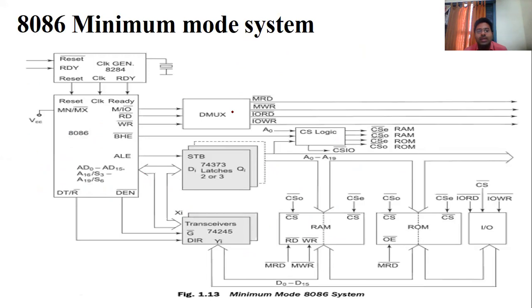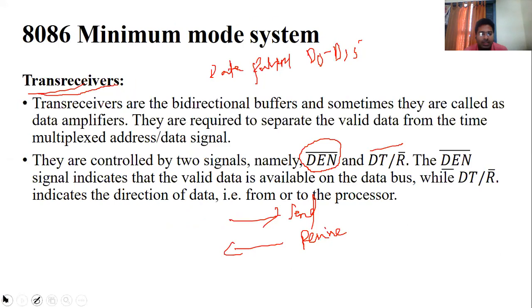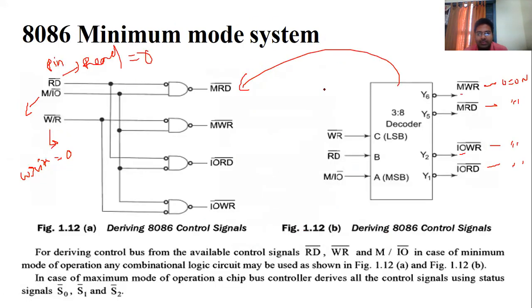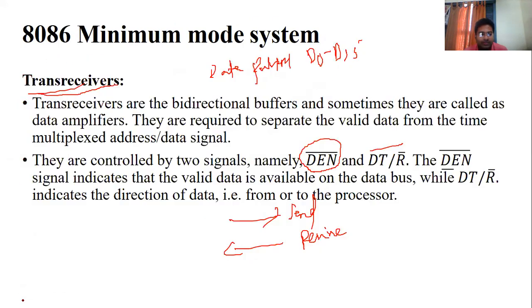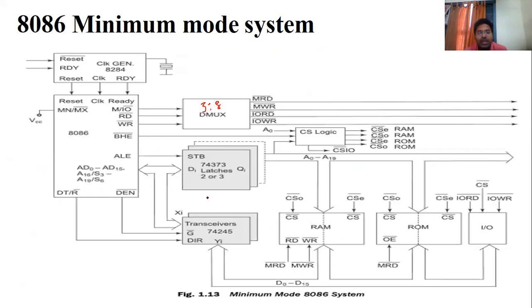This is the DEMUX. The input of this DEMUX is nothing but the 3-to-8 decoder. You know that we have already seen that mux. So this is the mux, or nothing but the decoder we are going to discuss. This is the latch, the address latch. Address latch.